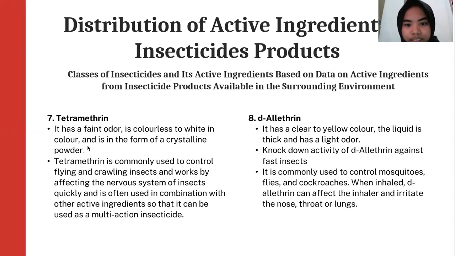And next is allethrin. Allethrin is an insecticidal active ingredient from the pyrethroid group. Allethrin is a clear to yellow, thick liquid with a light odor. It has knockdown activity against pest insects. Allethrin is commonly used to control mosquitoes, flies, and cockroaches. When inhaled, allethrin can affect the inhaler and irritate the nose, throat, or lungs.